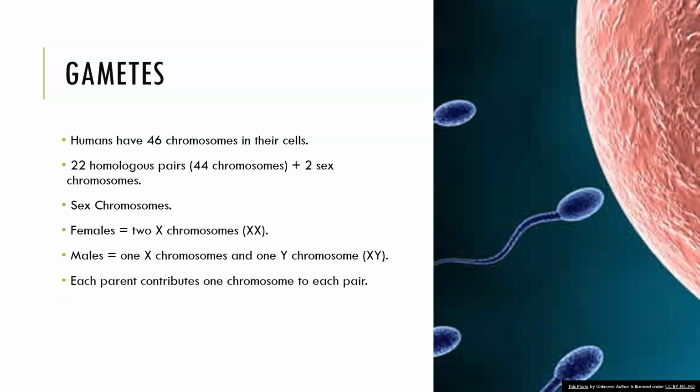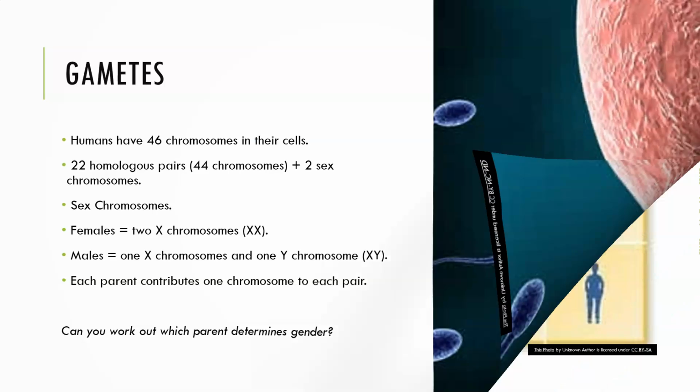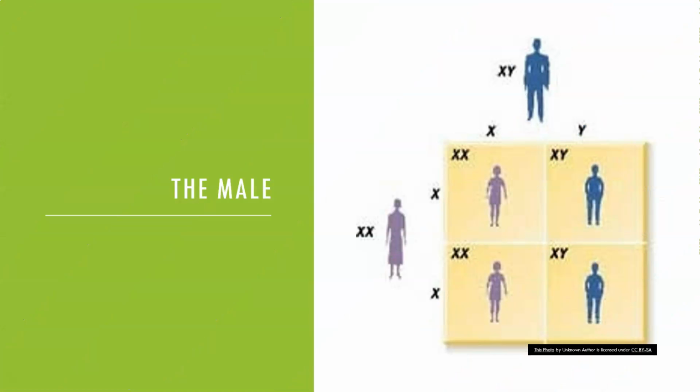Now each parent contributes one chromosome from each pair. So when you think about that, a female will always contribute an X chromosome because she has two X's, whereas a male has an X and a Y, so he could contribute an X or he could contribute a Y. So the male contributes the sex chromosome that determines the sex of the offspring.